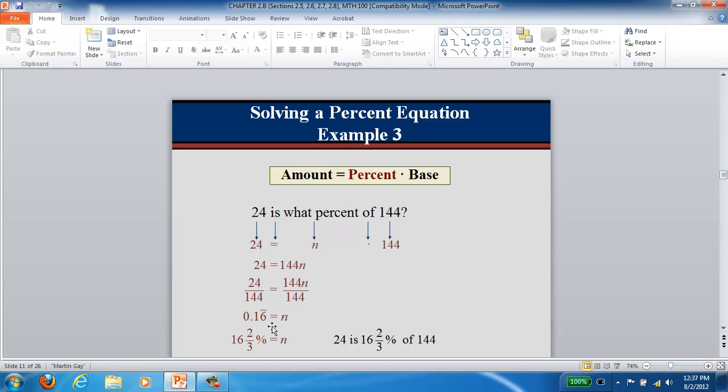Repeating, 0.166. Therefore, your percent is 16 2/3%. Again, make sure when you're solving for percent, you multiply your answer by 100. So 0.16 times 100 is 16 2/3%. Your final answer is 24 is 16 2/3% of 144.